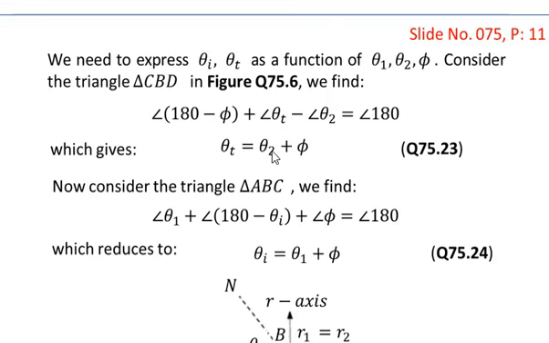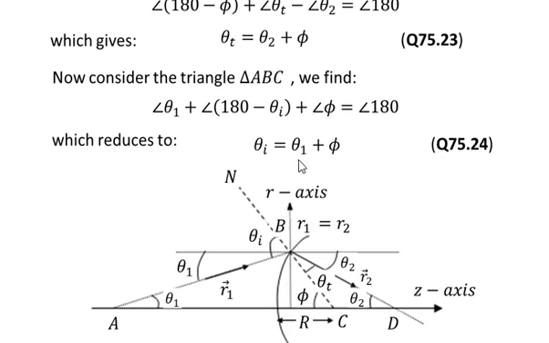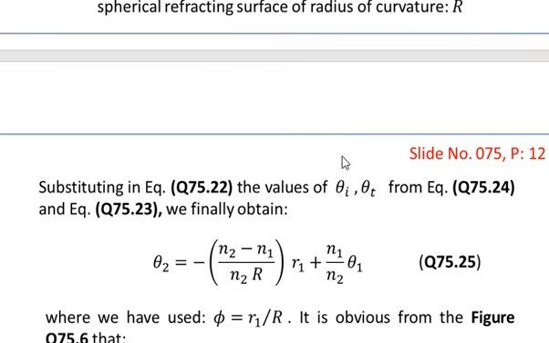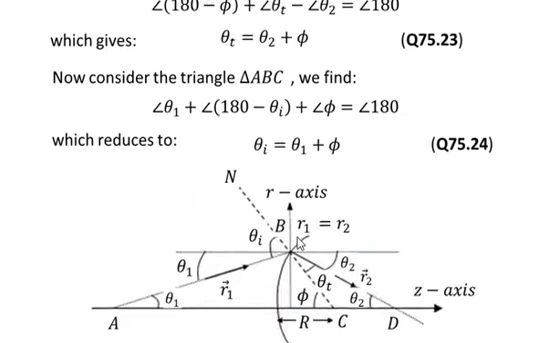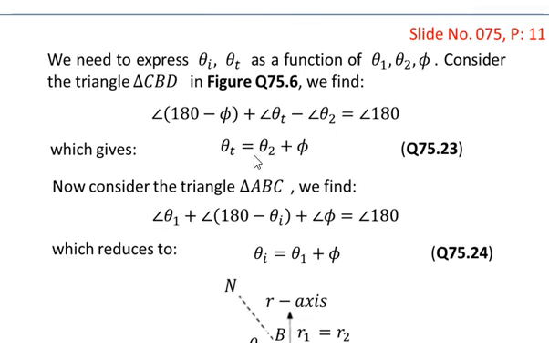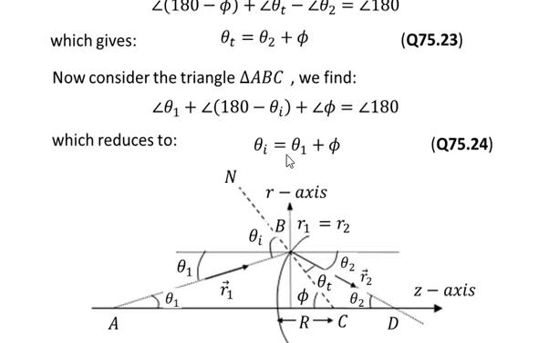So we have theta t is equal to theta 2 plus phi as in equation number 23, and similarly from equation number 24 we have theta I is equal to theta 1 plus phi. So substituting in equation number 22 the values of theta I and theta t from equation number 24 and 23, we finally obtain the result. This is equation number 22, and here we are substituting the values of theta t and theta I obtained respectively from equation number 23 and equation number 24.